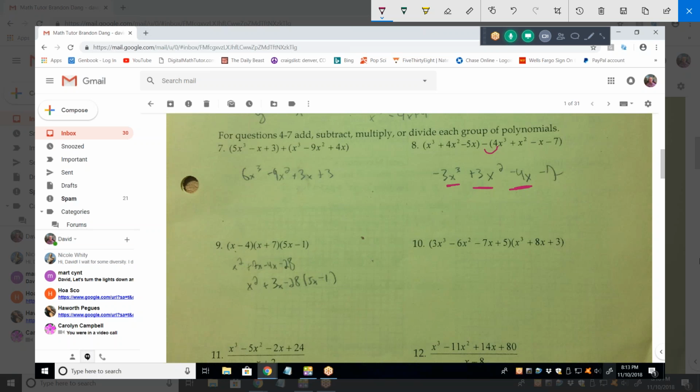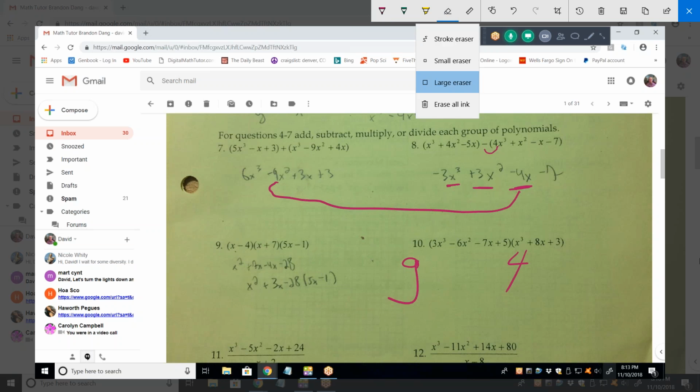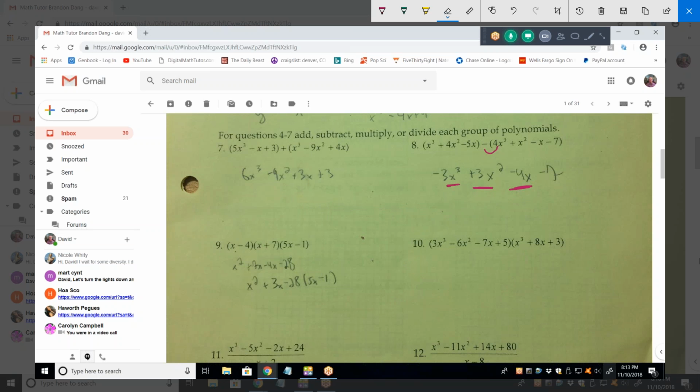Might want to write your 4s a little different. It's really easy to confuse your 4s with your 9s. Look at how similar that 4 looks to that 9. So if you're going to write a 4, write a 4. There's no way that those two should look the same. Okay. And the negative 7 isn't correct. What should that be? Because that negative sign applies to that negative sign and turns it positive. So that should be a plus 7.